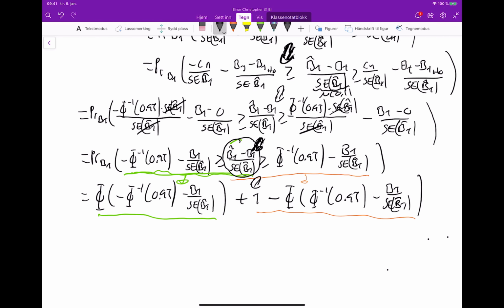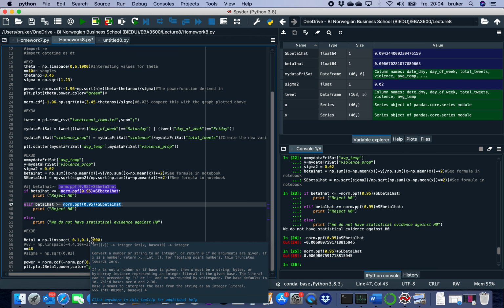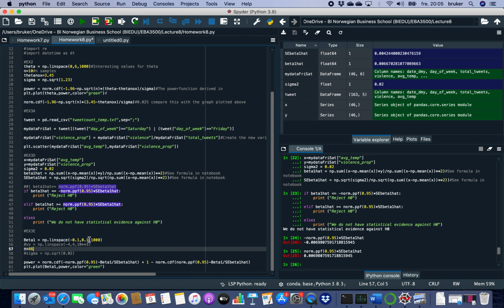Well, we are asked to actually plot this, I think. So now we have just found the power function, the power of beta 1. If you now go to Python, we have to implement the power function. So I need beta 1s, and since I know that under H0 we have 0, I think we have to go some to the left and some to the right, and I try with minus 0.1 to 0.1 and see if that is good enough. I don't think I need this n, but anyway it stands there. n is equal to 46.